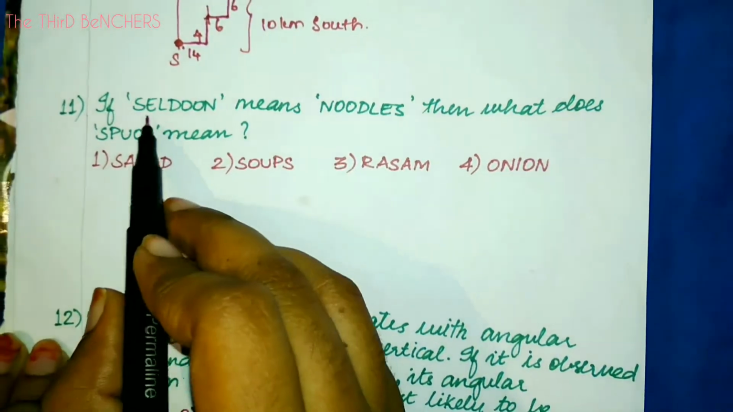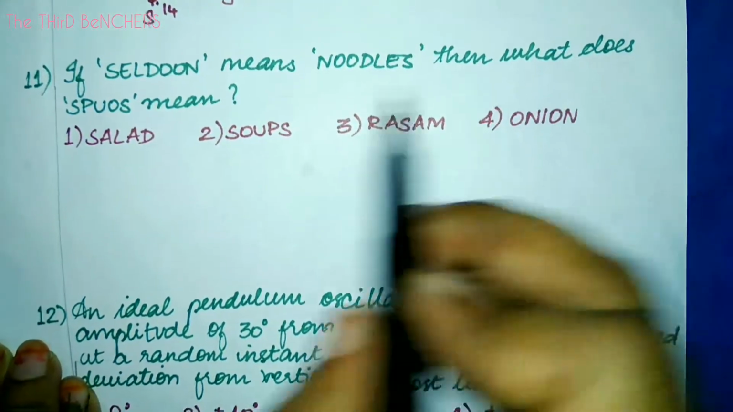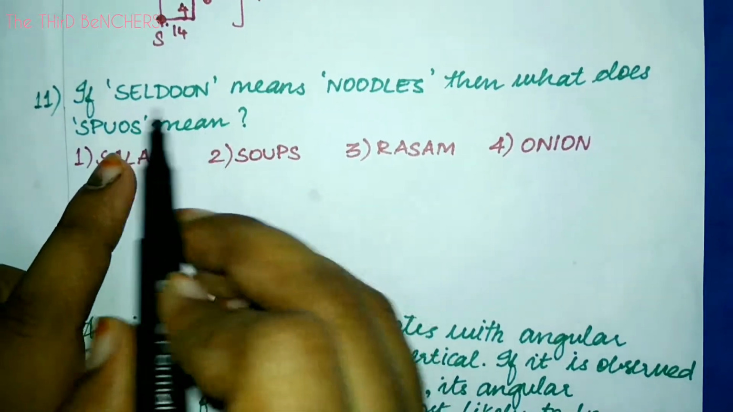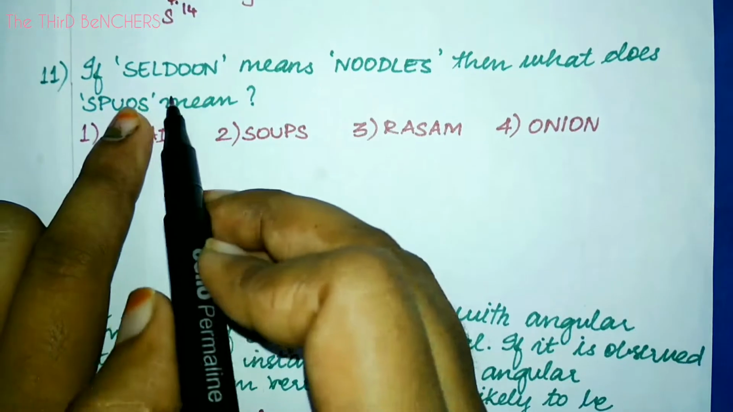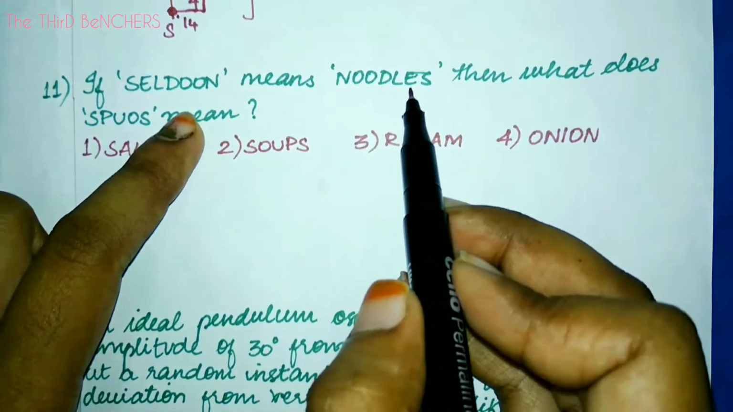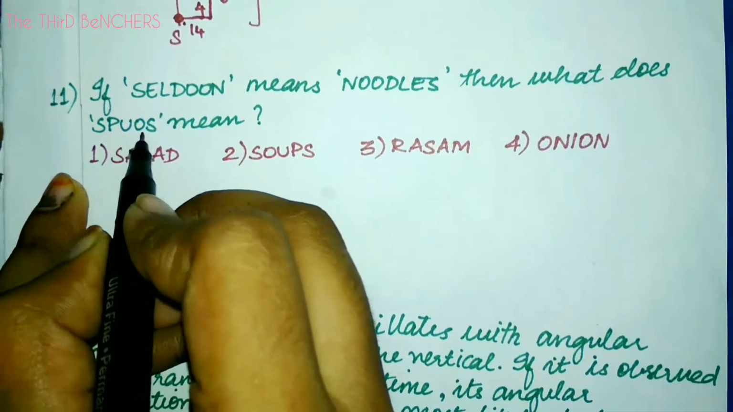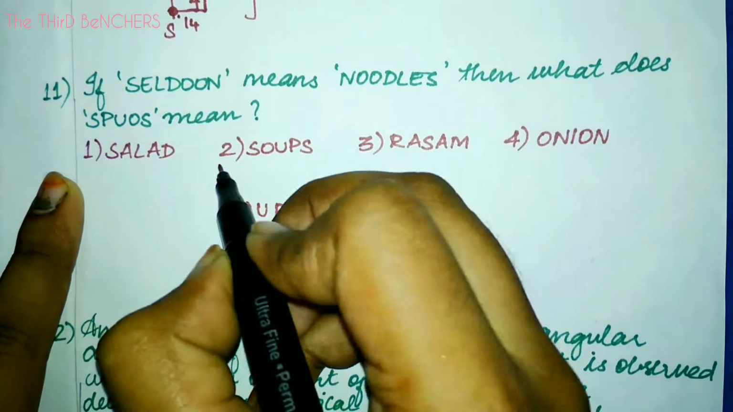Next, the 11th question. If SELDOON means NOODLES, then what does SPUOS mean? So it is very easy. You can see from the given word, it is the reverse way of this one. So it is NOODLES, so you can easily write for this also. SPUOS counts to SOUPS. So 2 is the right answer.